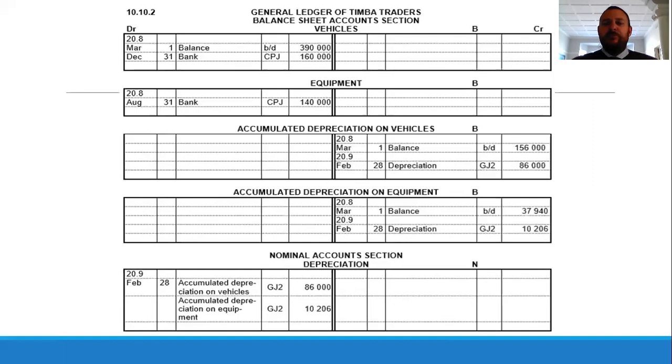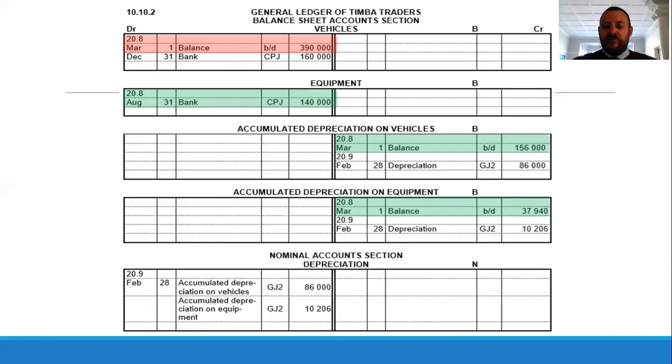Okay. In the general ledger, like I said at the beginning, there are now balances. So you'll see vehicle A, its balance was 390,000 Rand. The equipment balance, I see the solution, it should show it as the 1st of March 20.8. The equipment balance is 140,000 at the beginning. We then had balances here for accumulated depreciation on vehicles, and accumulated depreciation on equipment of 37,940, which we've dealt with already.